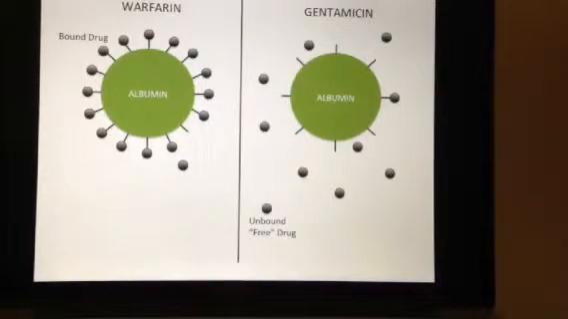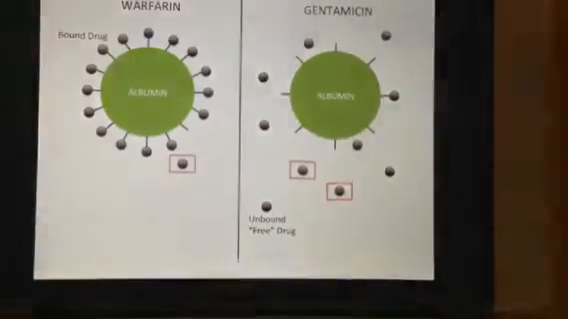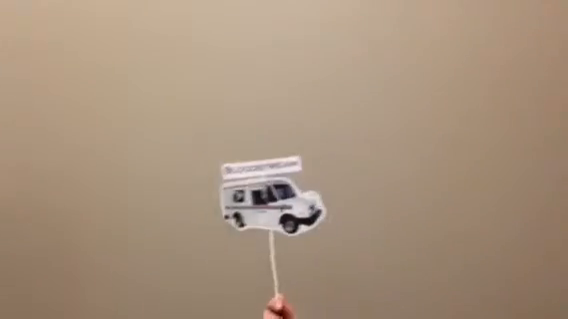The ability of a drug to bind to a protein depends on attraction. Albumin and warfarin have a strong attraction, whereas gentamicin has a weak attraction. In this scenario, there are more free gentamicin molecules compared to warfarin molecules. It is important to note that protein binding can restrict drug distribution.